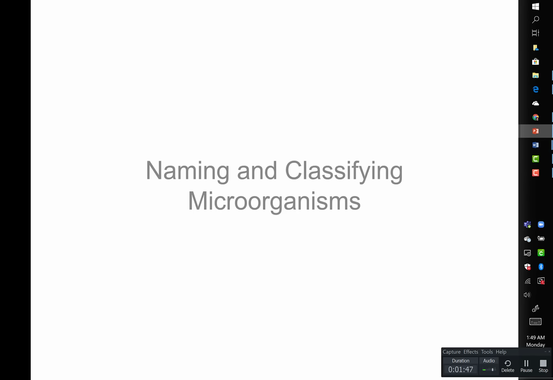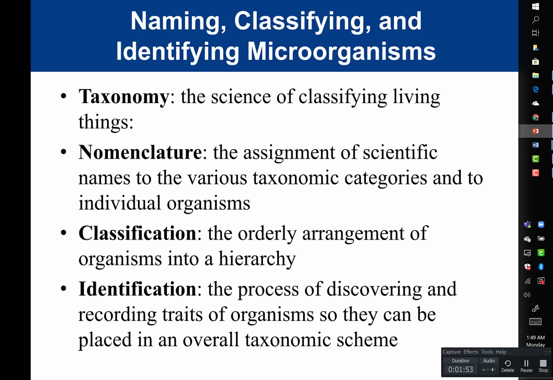So now we're going to move on and talk about naming and classifying microorganisms. So in order to do so, we need a few terms. So the first term is going to be taxonomy. And taxonomy is going to be the science of classifying living things. So basically, how we're going to group different types of microorganisms or different organisms in general. When we talk about nomenclature, nomenclature is the assignment of scientific names to the various taxonomic categories and to the individual organisms.